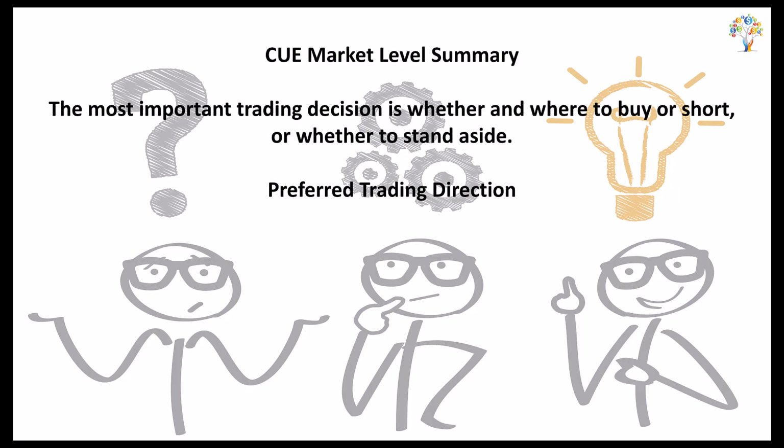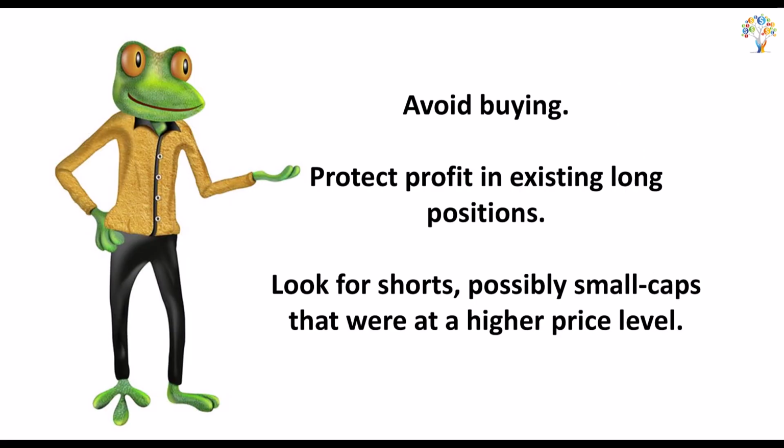Based on the analysis of the 5 dimensions, we are now ready to arrive at the most important trading decision. That is whether and where to buy or short, or whether to stand aside to decide the preferred trading direction. What is our market level conclusion this week? Let's start with the instruments that affect the market. Mega caps went up for the last few days, but stopped right at trendline resistance. Does not allow buying. Market breadth is showing bearish divergence of up-down volume and advanced decline across the board.